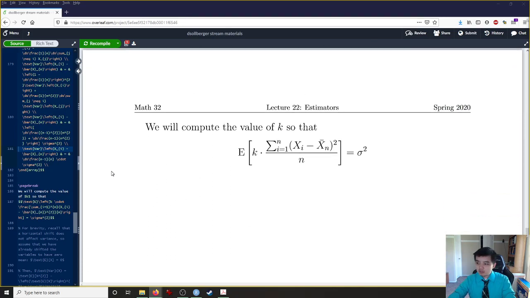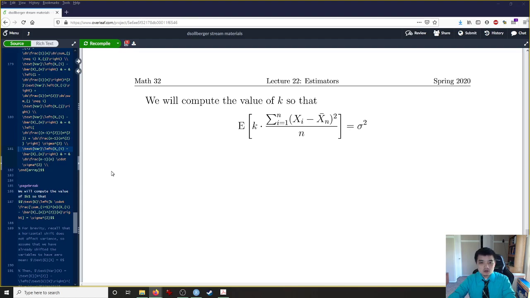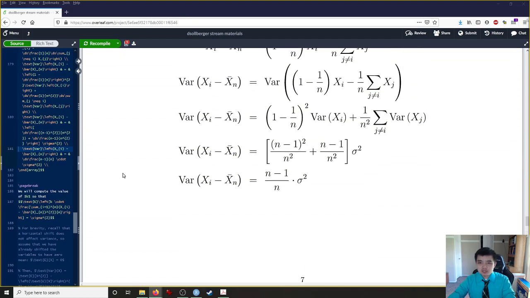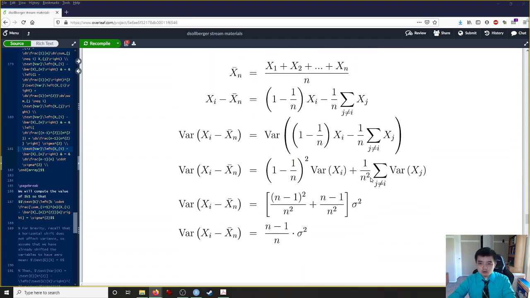We have about 10 minutes left in our session. The question in chat is, how did this become 1 over n squared? It's the notion that when we factor out a constant from variance, the constant is squared.